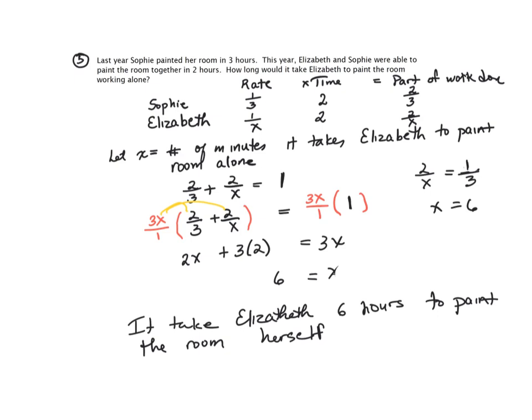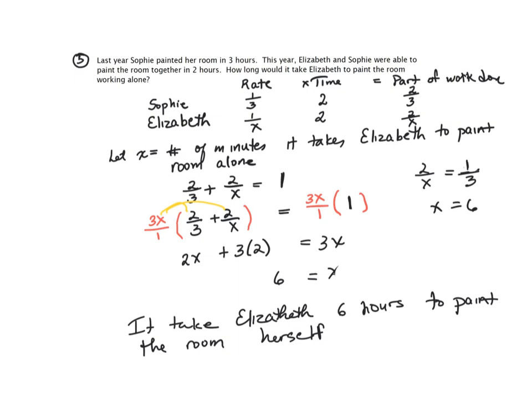Now we have a rational equation, so we multiply both sides by 3x, which is the least common denominator here. And we have 2/3 plus 2/x equals 3x times 1. We distribute on the side with addition, and the 3's divide through, we get 2x. The x's divide through, we get 3 times 2. And this gives us 3x. And solving, we get x equals 6.